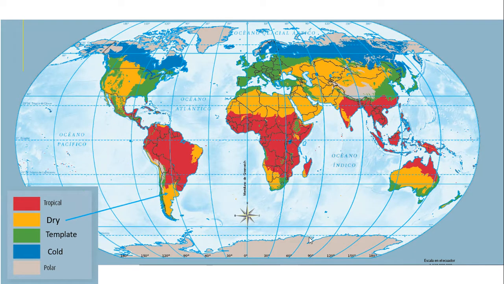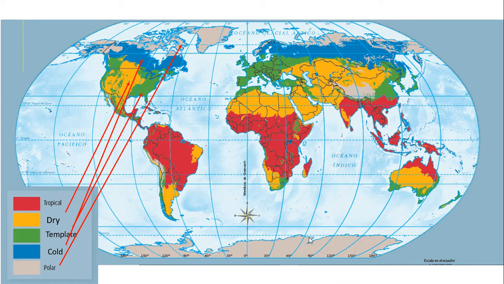As for North America, we will draw dry, cold, temperate, and polar because these land extensions are large. We won't include the tropical.